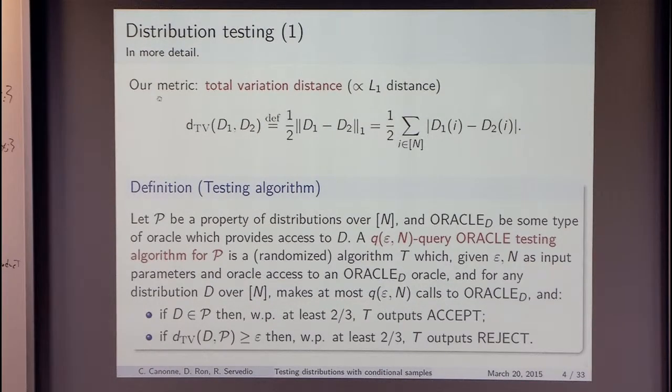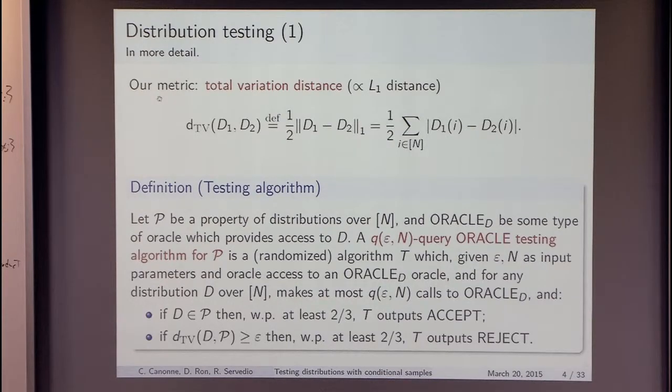Okay? So in the standard setup, like I said, we would think of the type of oracle you have access to as just independent draws from the distribution. We want to solve our problem with as few draws as possible. And the standard setup, and the setup I'll be talking about throughout this talk, is that the distance measure, how far is this distribution from that one, is just L1 distance, total variation distance.